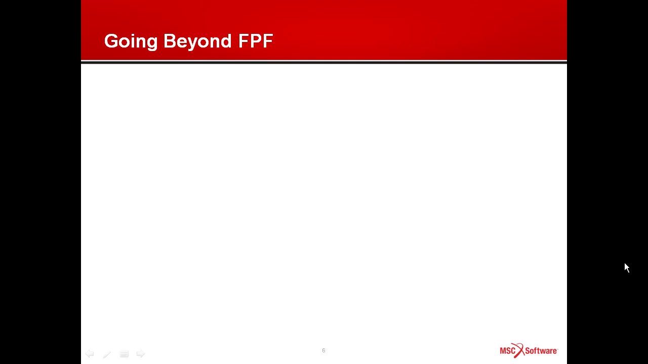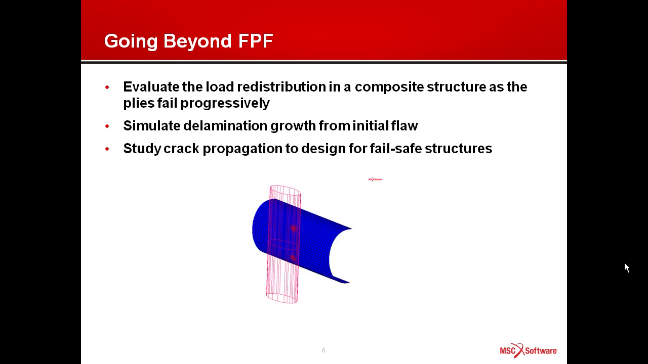But MSC offers additional technology to help you go beyond the first ply failure. One reason you may want to do that is maybe you want to evaluate the load redistribution in a composite structure after the first ply fails, and as the plies are failing progressively after that. Doing such analysis, you get to understand the ultimate load carrying capability of your structure. Here's an example of a composite fuselage skin under loading, and you can see the skin is undergoing progressive failure. This is an example we'll look at in more detail later.